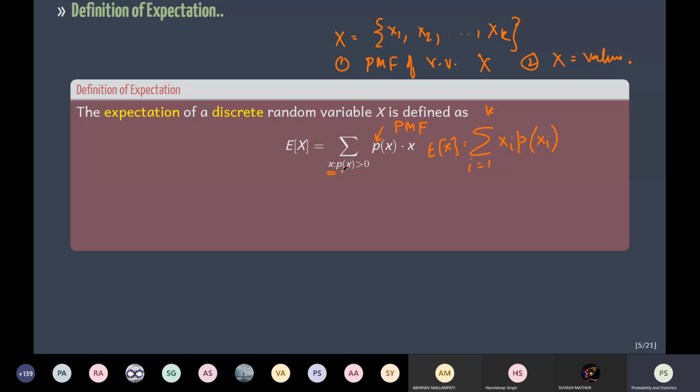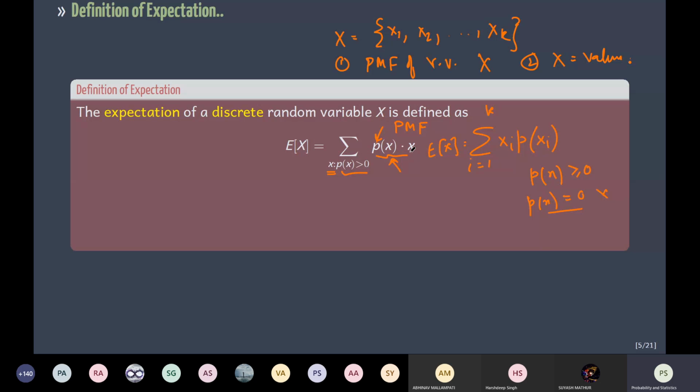Obviously, it makes sense only when the PMF is greater than 0. First of all, it's a probability, so the PMF of x will always be greater than or equal to 0. Whenever the PMF of x is equal to 0, those cases don't contribute to the sum, so we neglect those cases anyway. This is the most important thing that you should remember.